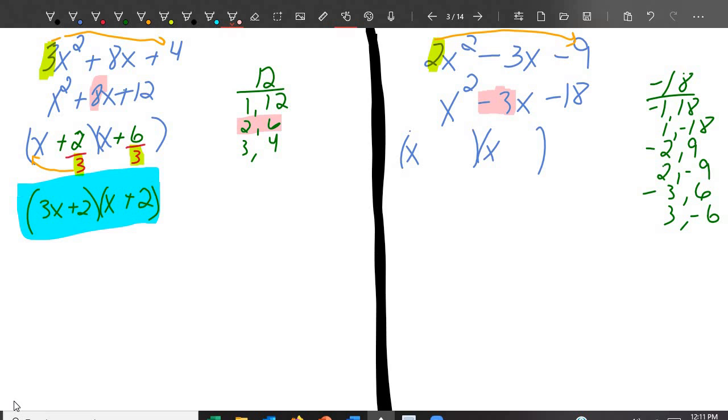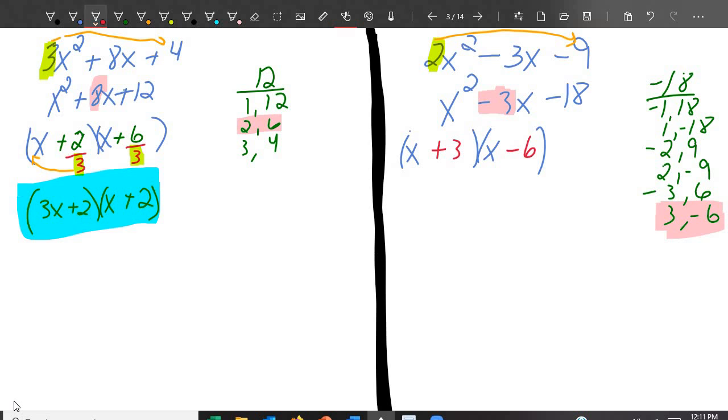So I find the pair that equals negative 3 right here, and I place those two numbers in the parentheses. Now, it doesn't matter if you put the minus 6 first or plus 3 first. You just need a minus on the 6 and a positive on the 3.